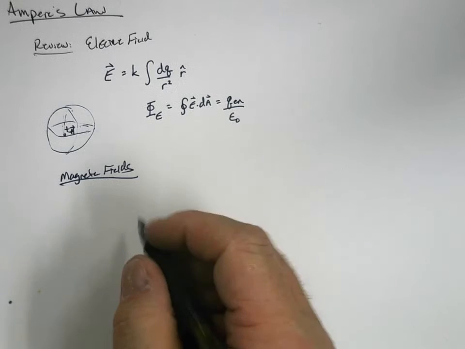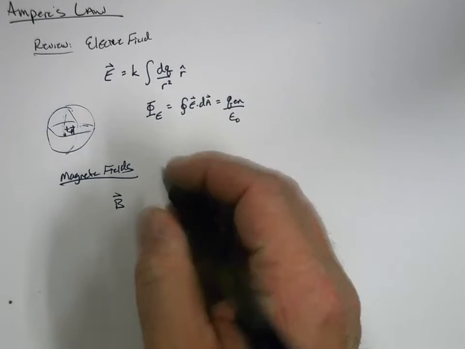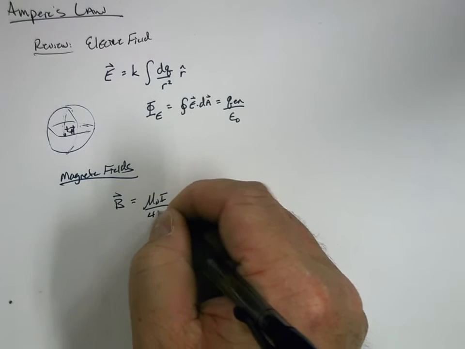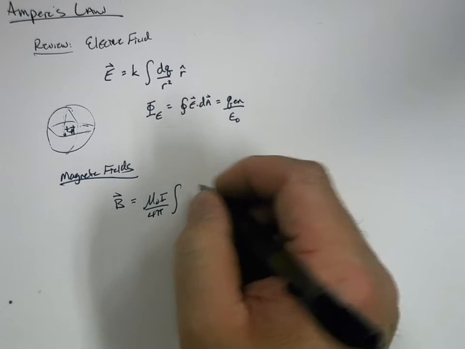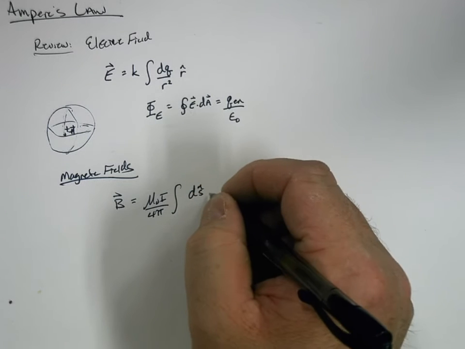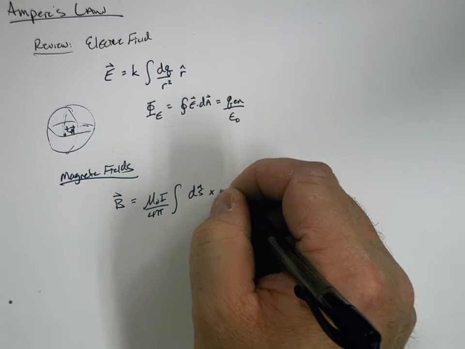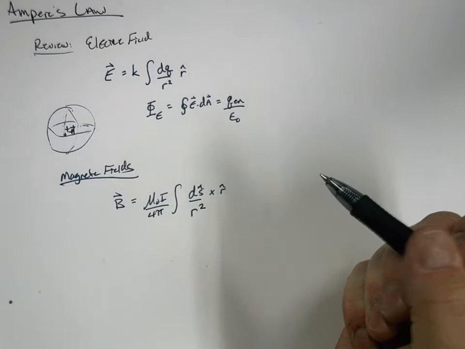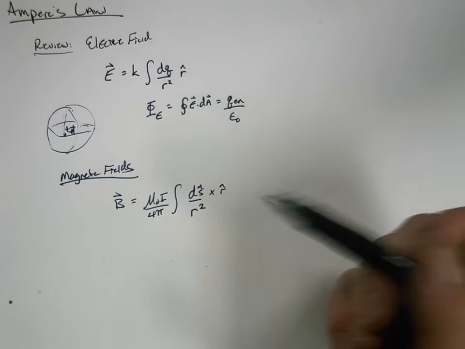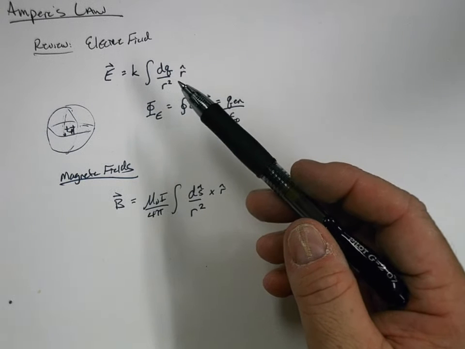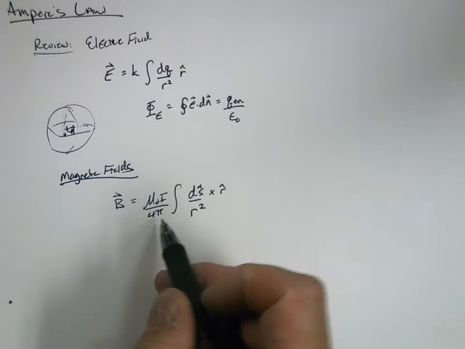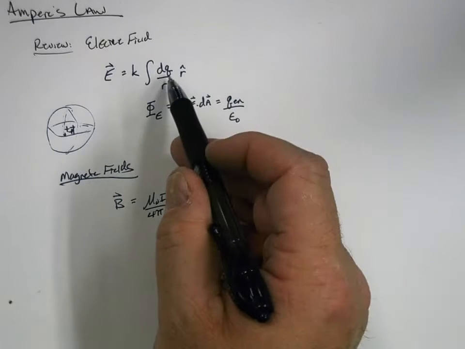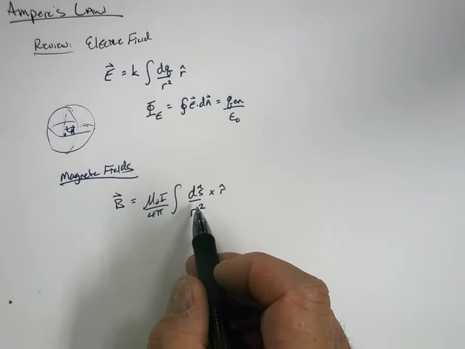Magnetic fields are different, though. Okay, magnetic fields, we have something similar. We have B equal to mu naught I over 4 pi times the integral of ds times r hat over r squared. I hope you remembered that yesterday I asked you to look for a similarity between this and our electric field. Well, here's a constant. There's a constant. dq is replaced by ds this time.